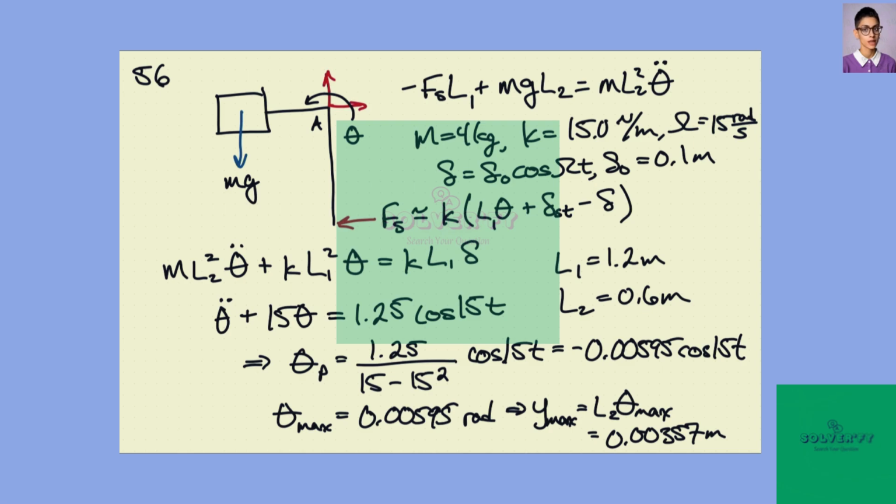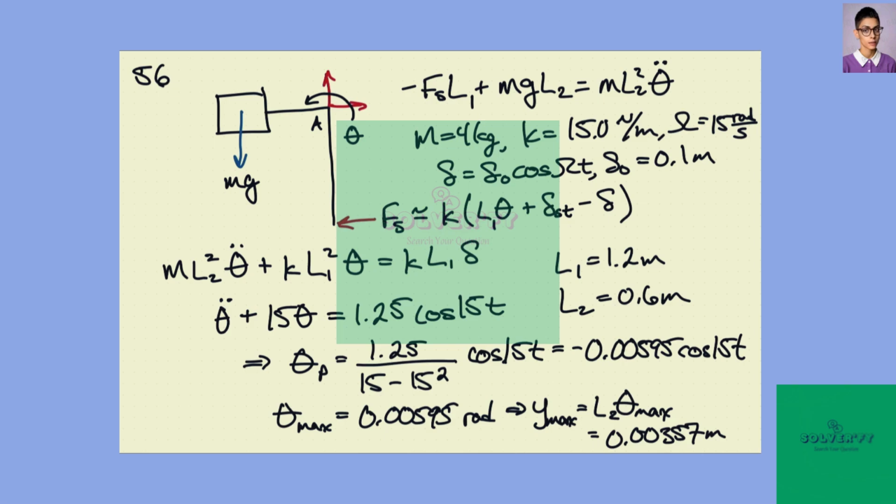We know the motion of the block here is roughly L2 times theta. The geometry says L2 times theta is the approximate motion of the block if theta is small, which it is. And so we just multiply this theta max by L2 to get Y max, and that becomes 3.57 millimeters. So it's moving quite a short distance, which is obviously quite a bit less than 100 millimeters.